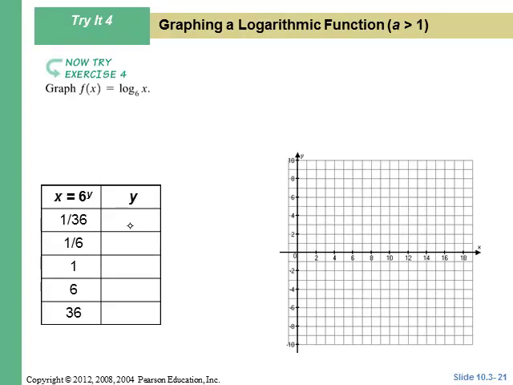So 6 to the -2nd is 1/36. 6 to the -1st is 1/6. 6 to the 0th is 1. 6 to the 1st is 6. And 6 to the 2nd is 36. So forward 1/36 down 2. Forward 1/6 down 1. Forward 1 up 0. Forward 6 up 1. And forward 36 up 2. So our graph is going to come in like this and then take a violent turn down.